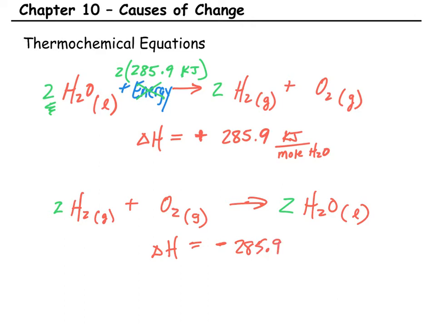So if I want to put the heat term into the equation, I have to put it on the right-hand side. Heat, or energy, is produced in this reaction. If I want to write in actual numbers, I do it just like before: 285 times 2 kilojoules. So this reaction can go both ways.